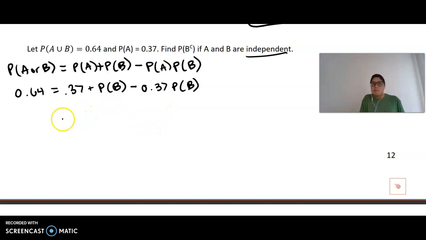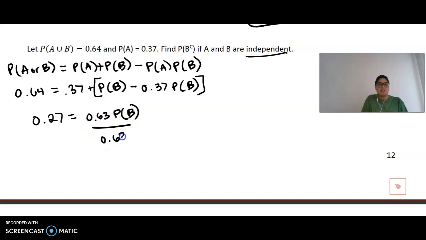So here we're going to combine some like terms, so that will give me about 0.27 here. And then you must be asking yourself, okay, well, what about this section? Because I have 1 P(B) minus 0.37 P(B). How could I get those together? Well, treat it like a variable. They both have P(B), so 1 minus 0.37 is just going to be 0.63 P(B).